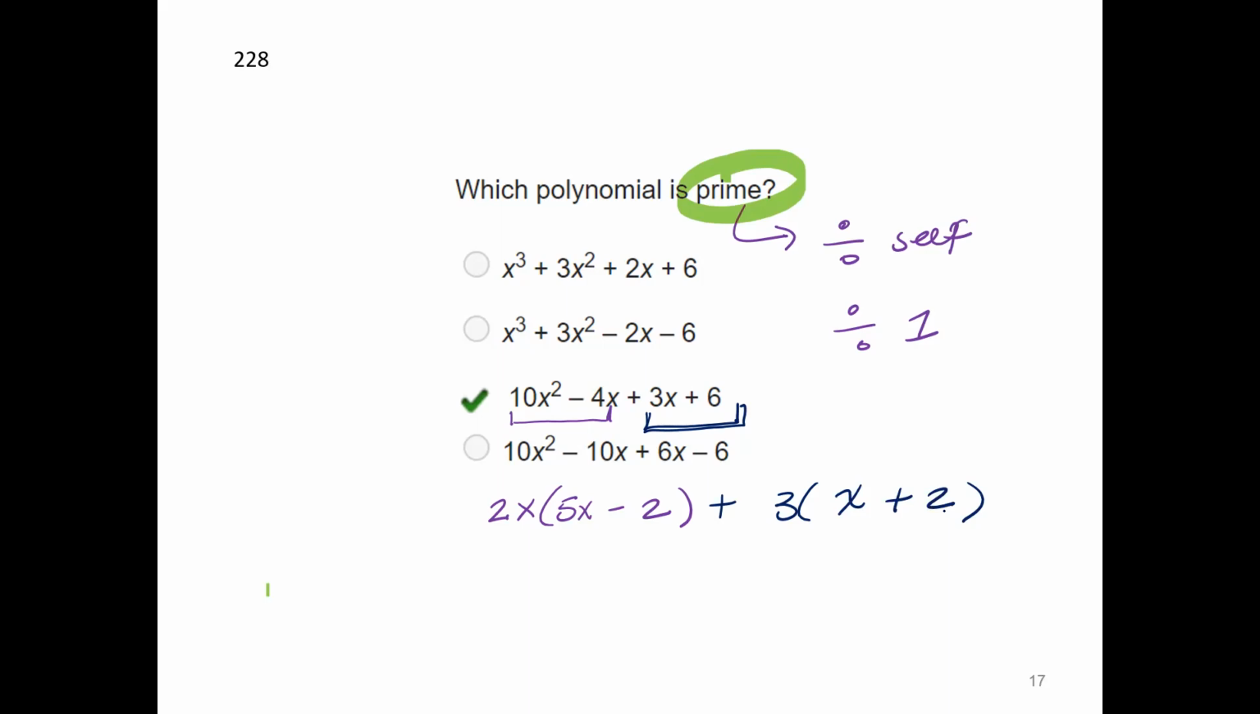The reason why this is prime is these two expressions here are not the same, and you can't group them together because they're prime. This is factoring by grouping, and in this situation, it just does not work.